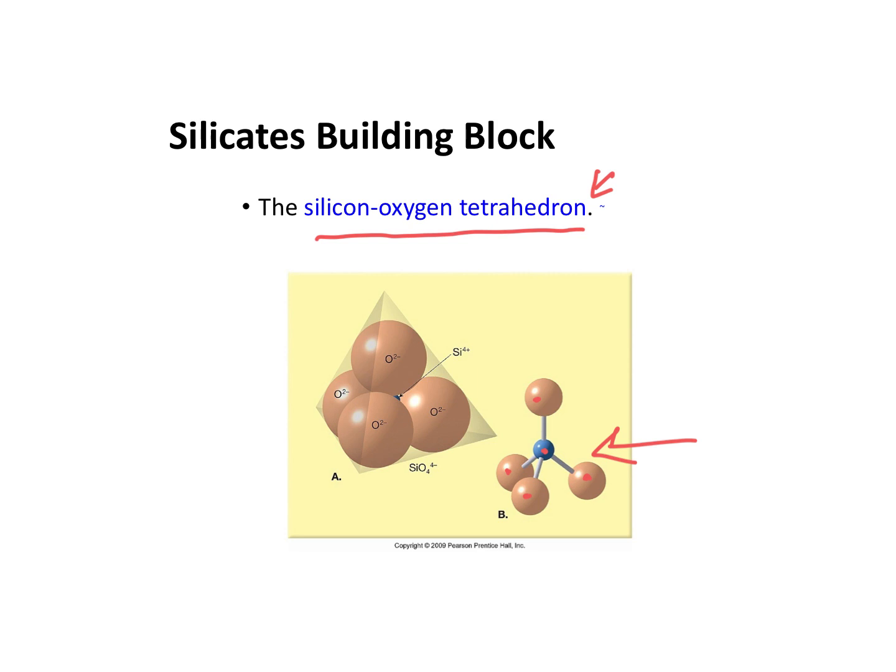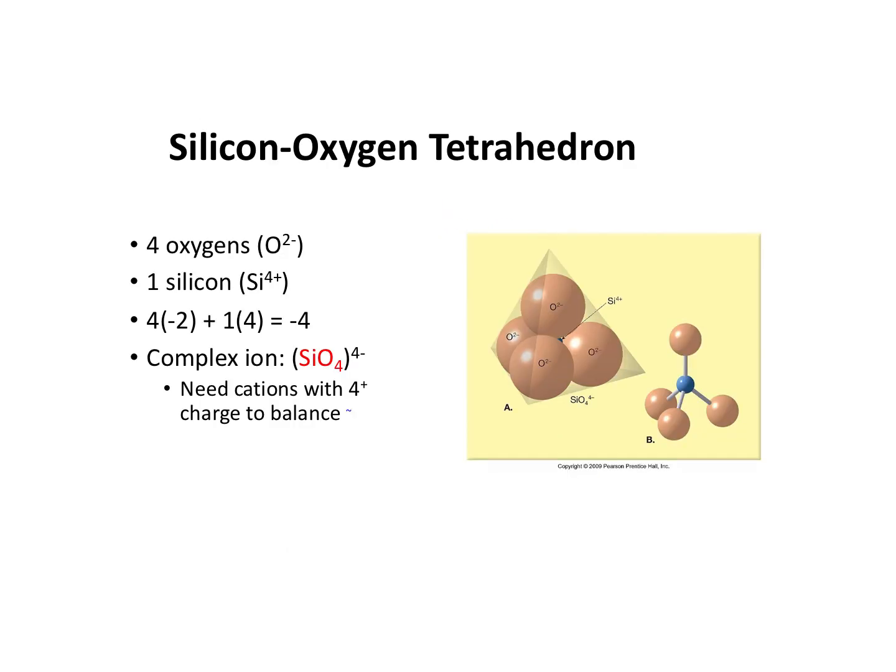In reality, the structure looks more like this because the oxygen ions are much larger than the silicon ion. So you have those 4 oxygens and the silicon gets kind of nestled in the center. So if we have 4 oxygens and 1 silicon, and we add up those ionic charges, we end up with a -4 charge left over. So in order to build silicate minerals, we're going to need to add cations that will add up to a +4 charge.